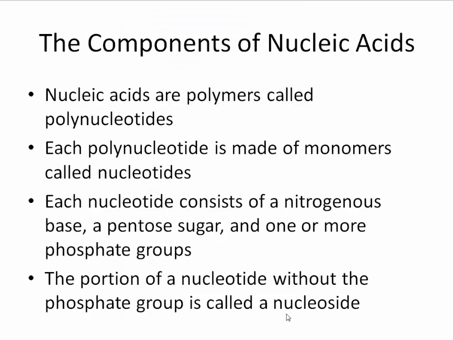The components of nucleic acids. So let's see. The polymers are called polynucleotides. Each polynucleotide has many monomers. The monomers are called nucleotides. The nucleotide has a nitrogenous base, a pentose sugar, and one or more phosphate groups. If the nucleotide does not have the phosphate group, then it's not called a nucleotide. It's called a nucleoside.